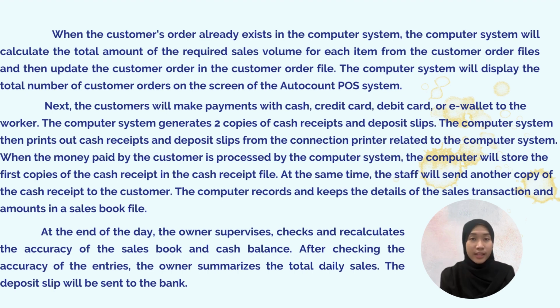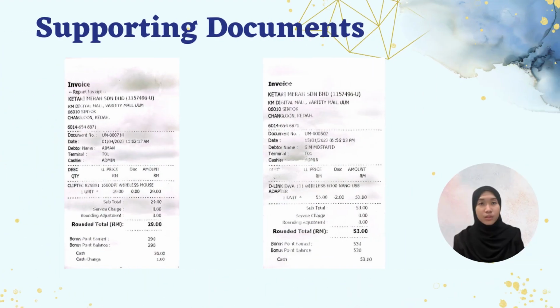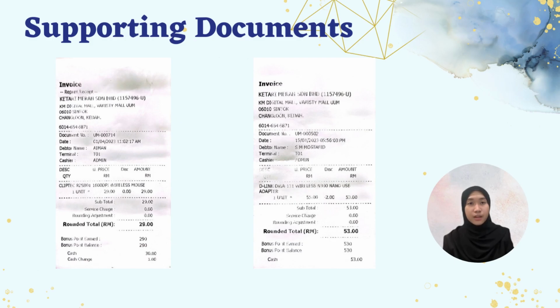At the end of the day, the owner will supervise, check and recalculate the accuracy of the sale book and cash balance. After checking the accuracy of the entries, the owner will summarize the total daily sales and the deposit slip will be sent to the bank as a supporting document for Qatari Mera Fix Shop.